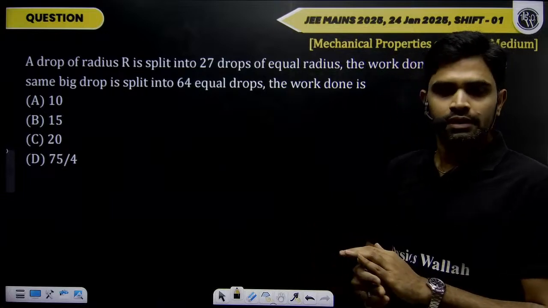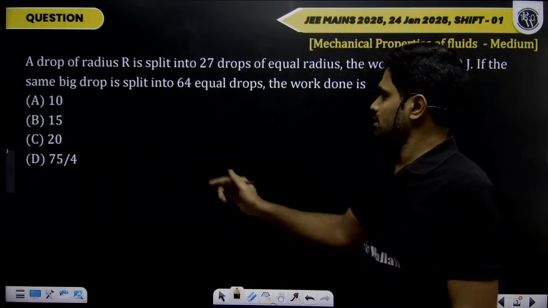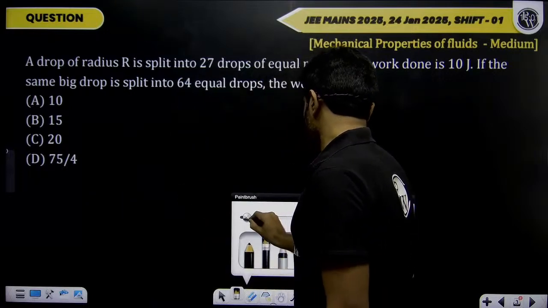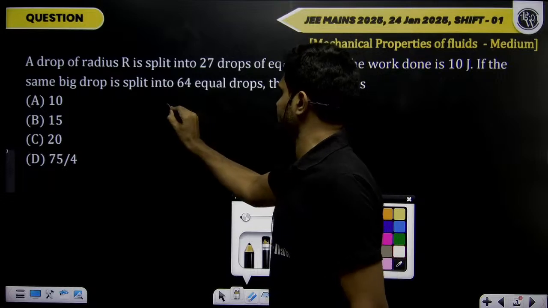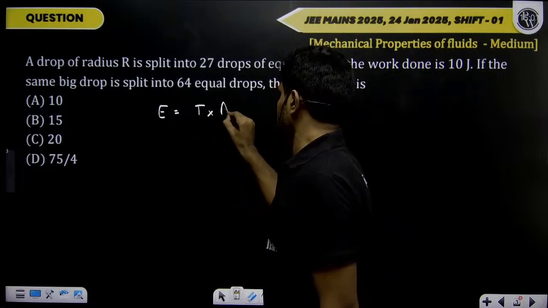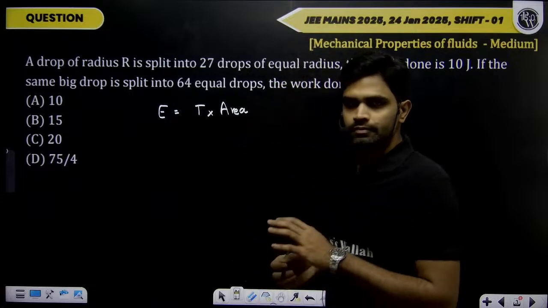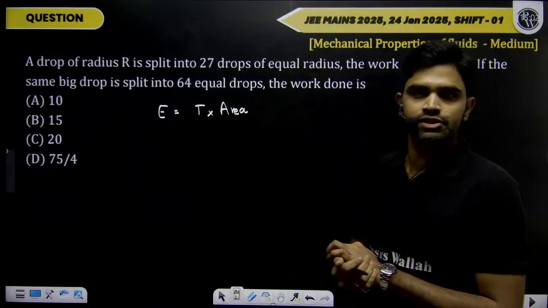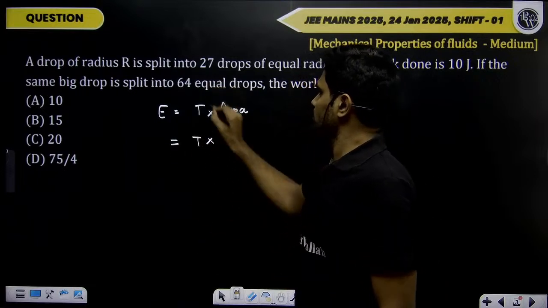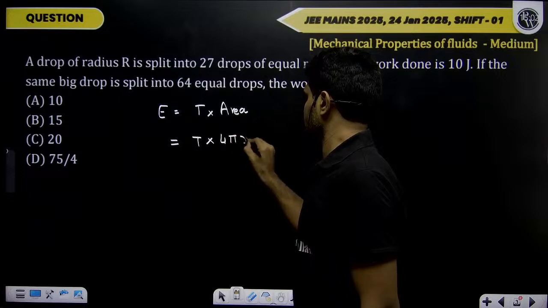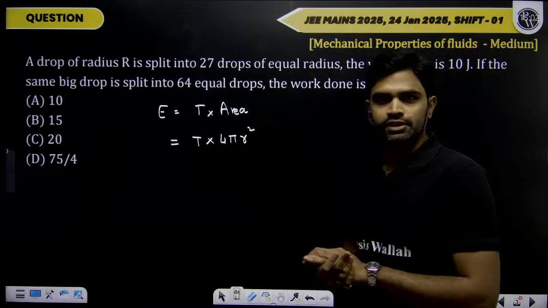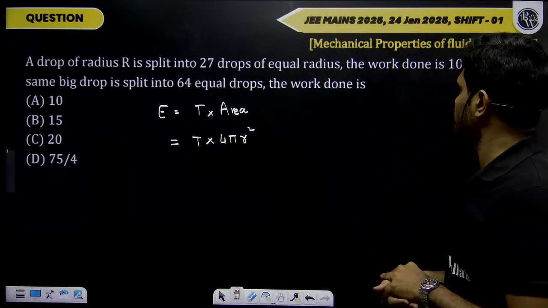Very simple. The basic formula for this question is surface energy. Surface energy is given by surface tension into area. So it is T into 4 pi r square, because a drop is a sphere.